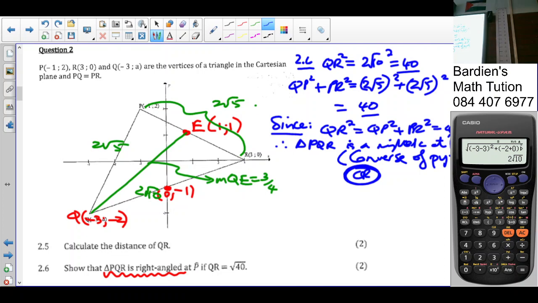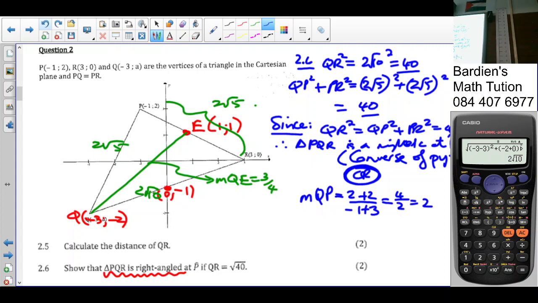We could have said that we could have worked with the gradients. Okay? So we work out the gradient of QP. The gradient of QP is going to be, what's that, 2 minus 2 over negative 1 minus 3, which is 4 over 2, which is 2.